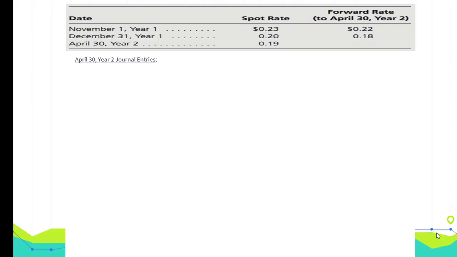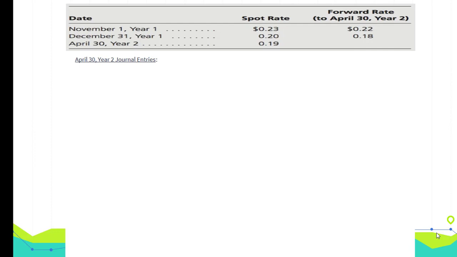Okay, now the end of April rolls around and we have to prepare the journal entries for April 30 of year 2. So looking at the spot rate, the change between December 31 year 1 and April 30 year 2, there's a change of 1 cent. So it goes from 20 cents per franc to 19 cents per franc. This reflects further depreciation in the value of the franc vis-a-vis the US dollar.